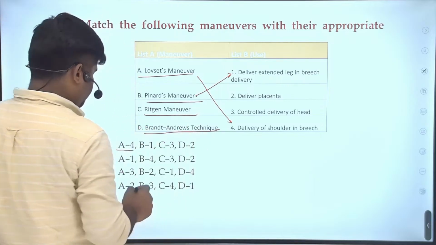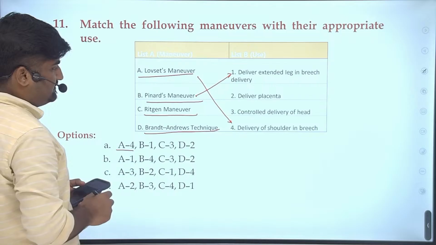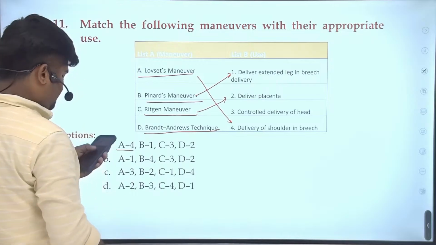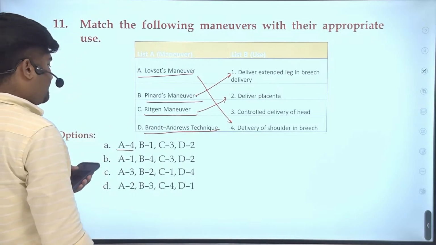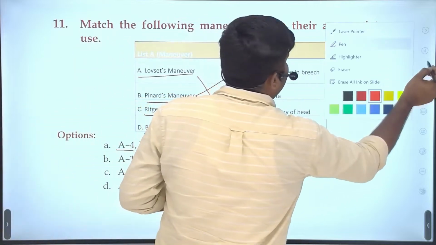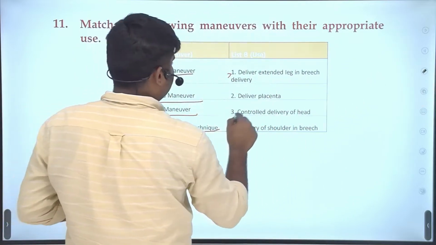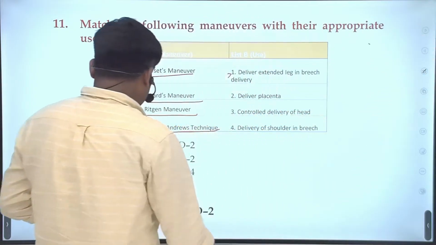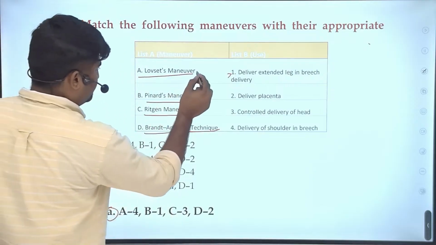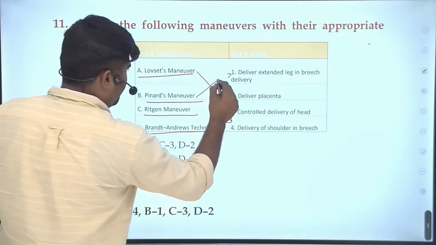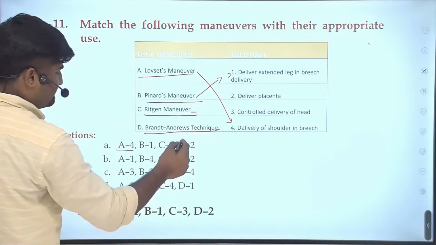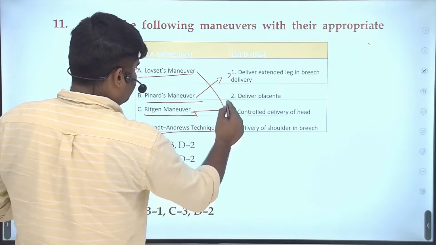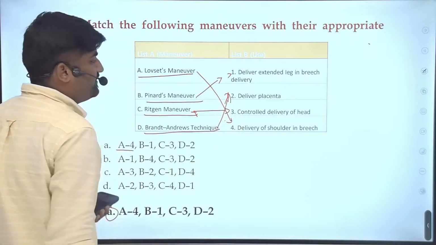Ridgen's maneuver is controlled delivery of the head. Let me check the answer. So A is 4, B is 1, Pinard's maneuver. Ridgen's maneuver is controlled delivery of the head, and D is 2, delivery of the placenta.